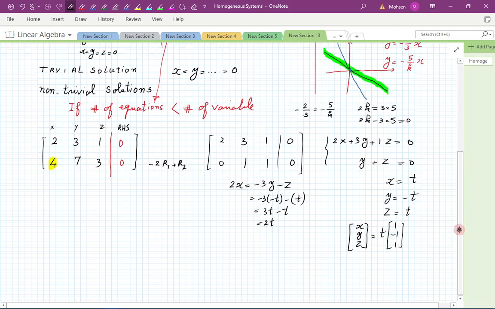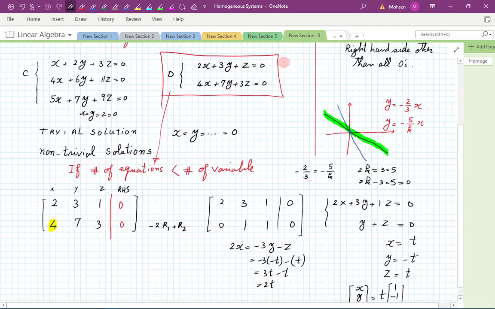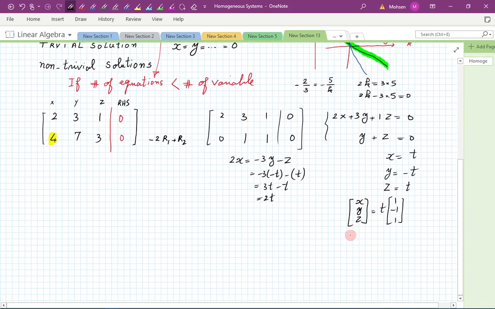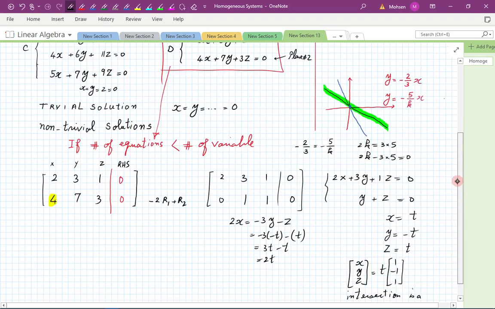What did this mean? It means that if this is plane number 1, and then another plane number 2, their intersection is going to be a line. They have a point in common. It has to be either a line or a plane. In this case, the intersection is a line. And this is the direction vector of the line.